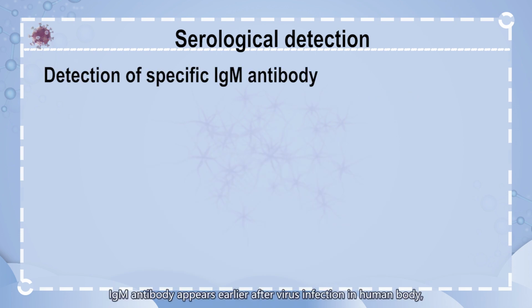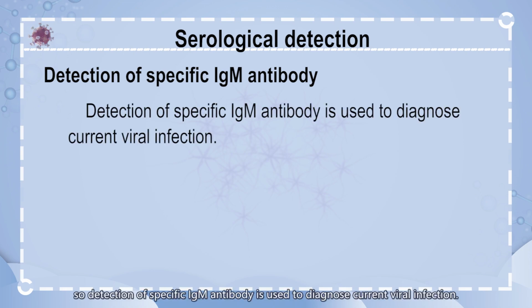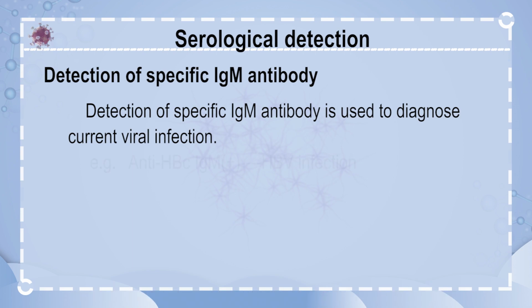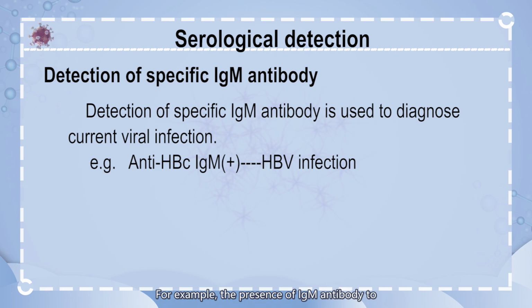IgM antibody appears early after virus infection in the human body, so detection of specific IgM antibody is used to diagnose current viral infection. For example, the presence of IgM antibody to core antigen indicates infection by hepatitis B virus.